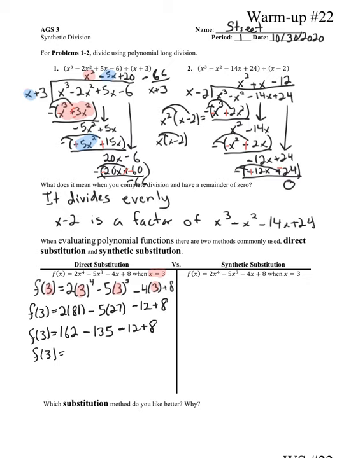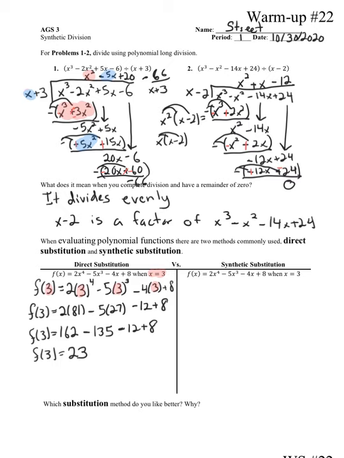And then we do 162 minus 135 minus 12 plus 8. And I think we should get 23 there. I'll double check that on my calculator. Make sure I did my math correctly. And it is 23. Good. Okay, so that's what direct substitution looks like. We've done that before. That should not be new for us.